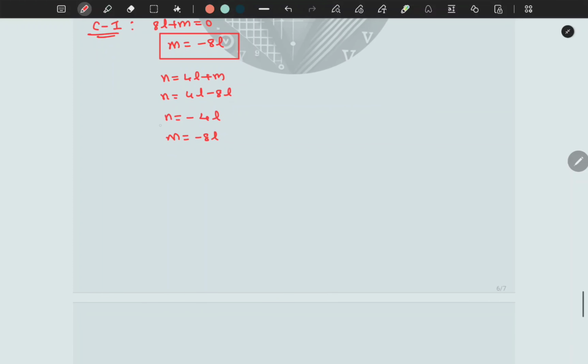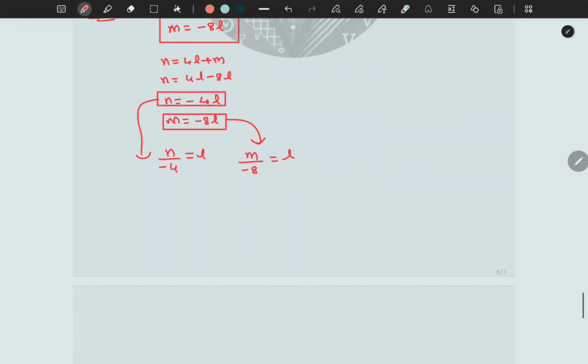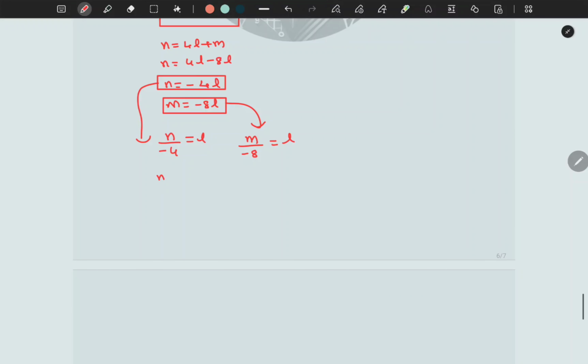We can say one thing. If I rearrange this equation, I can write n by -4 = l, and this equation I can write as m by -8 = l. A equals B and A equals C, so A equals B equals C. So we can write l divided by 1 = m divided by -8 = n divided by -4.